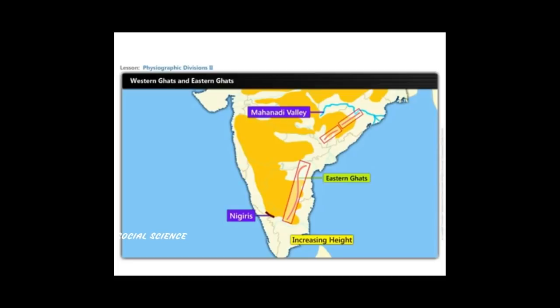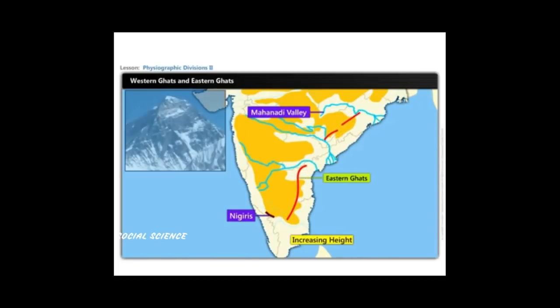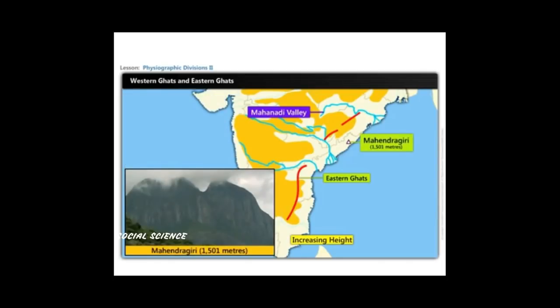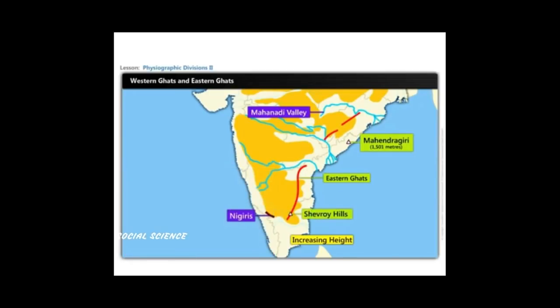The Eastern Ghats are discontinuous and irregular and dissected by rivers. The average height of the Eastern Ghats is 600 meters. Mahendragiri, with a height of 1501 meters, is the highest peak in the Eastern Ghats. Chevroy Hills and the Javadi Hills are located to the southeast of the Eastern Ghats.